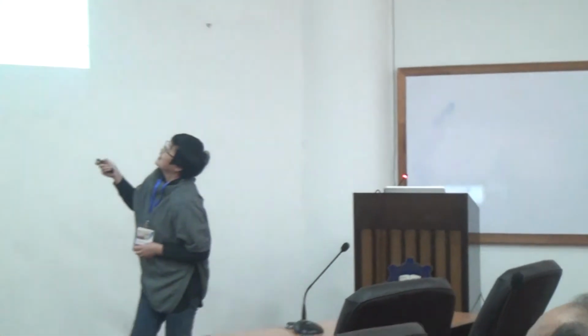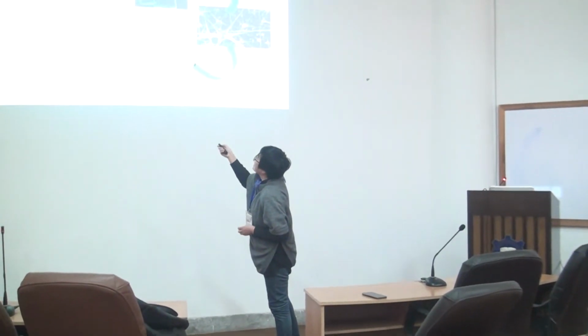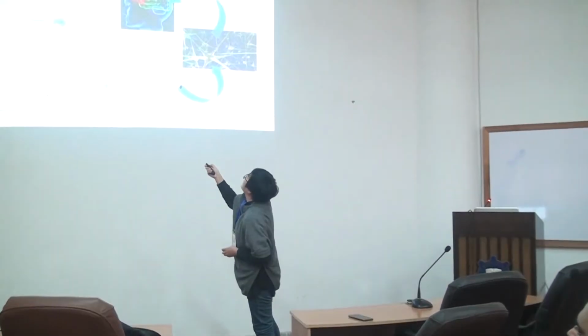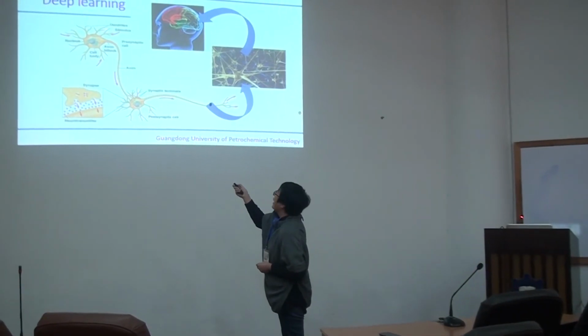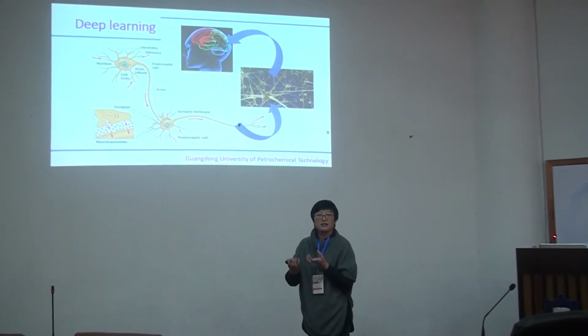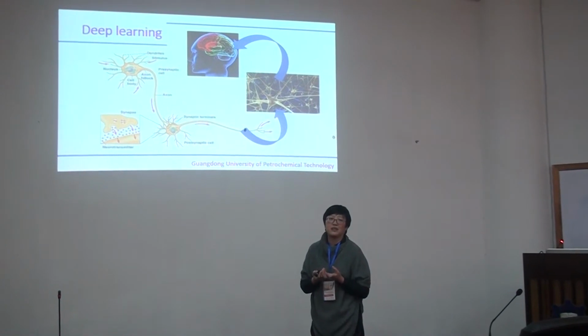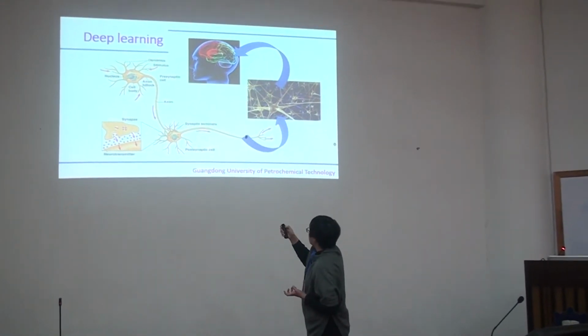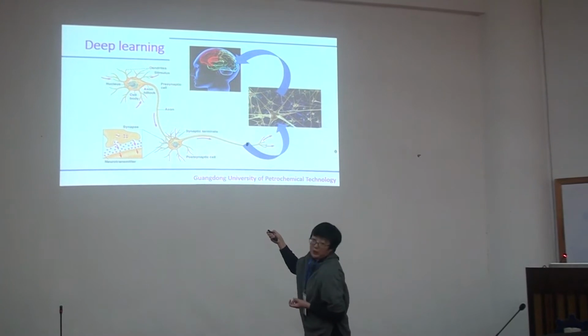It's just based on the neuron structure, okay? For this one, it's just one neuron, and they have the dendrites. The dendrites can receive the input signal, and they receive the input signal to the cell body here.